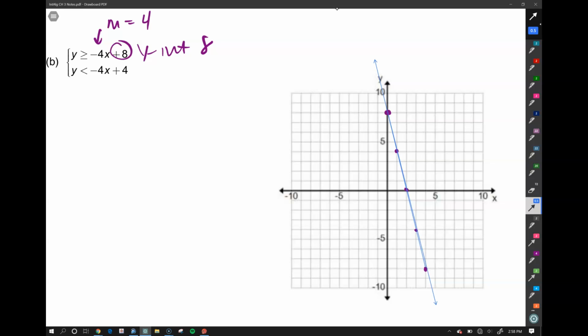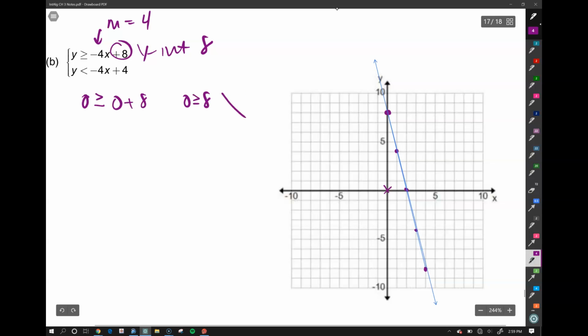And then I have to decide which half do I shade. So this is a negative slope because it goes down as we go left to right. Let's see. I'm going to plug in 0, 0 because it is not on my line. So is 0 greater than or equal to 0 plus 8? Is 0 greater than 8? No, it's not. So I know I'm going to shade the other half.